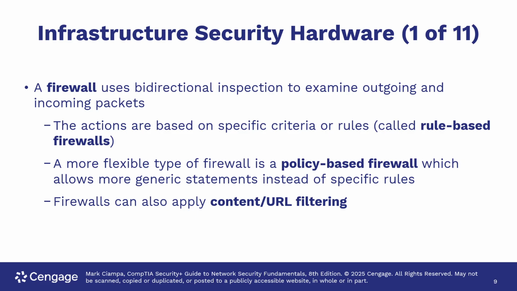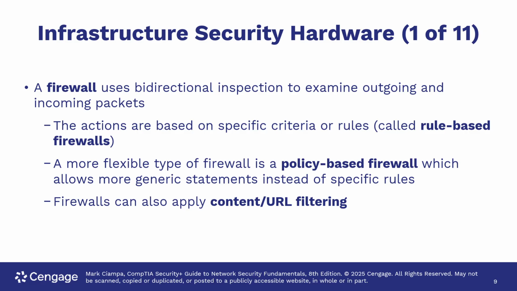So you have your additional infrastructure hardware. First is the firewall that uses bidirectional inspection to examine outgoing and incoming packets. The actions are based on specific criteria, rules, or rule-based firewalls. Like, I'm only going to allow traffic to come into the web server and not somebody's workstation or some other computer here on the network. I'm going to allow only outgoing packets to go to the internet or to that web server, and not allow somebody to go to another computer.